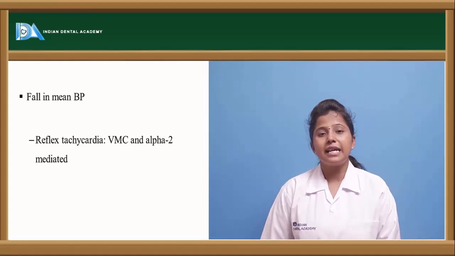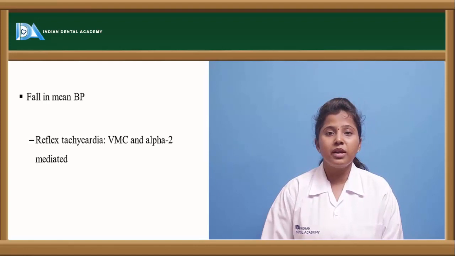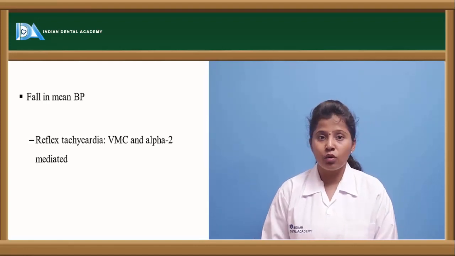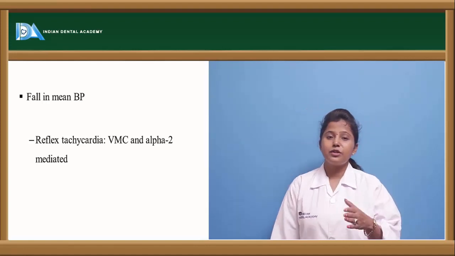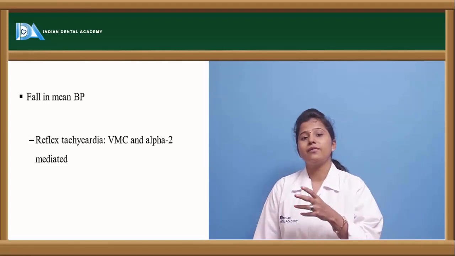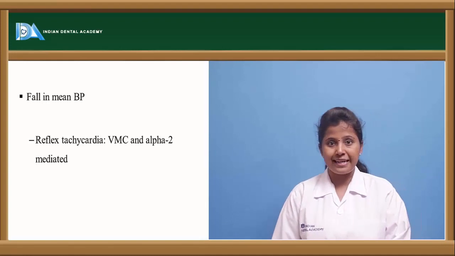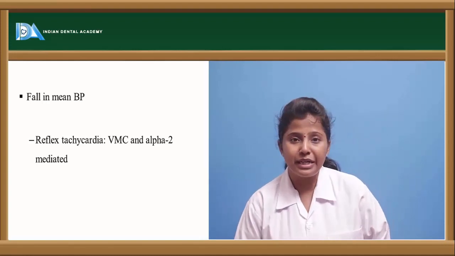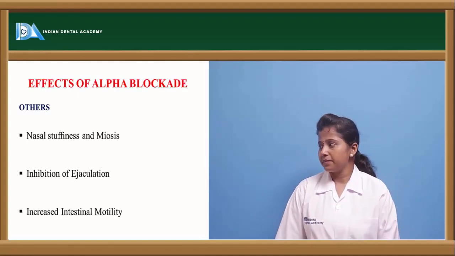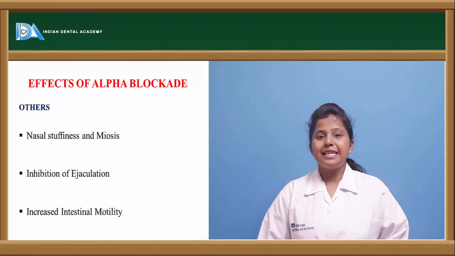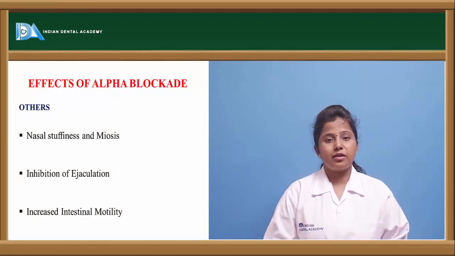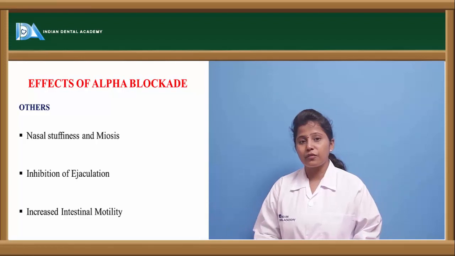So reflex tachycardia is nothing but an abnormal heartbeat in the vascular tone, which is observed because of the vasomotor center as well as alpha 2 mediated blockade. We saw the effects on the CVS. So let us see what the other effects are because of the alpha blockade.